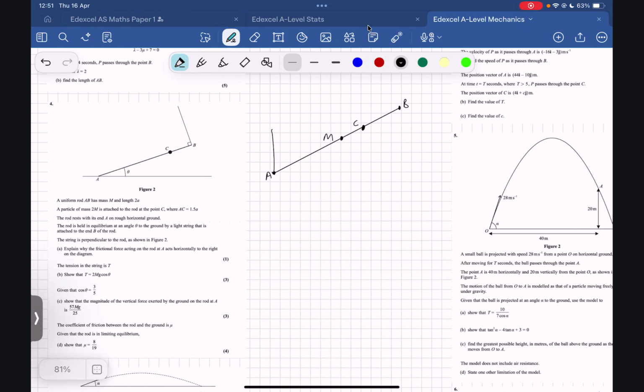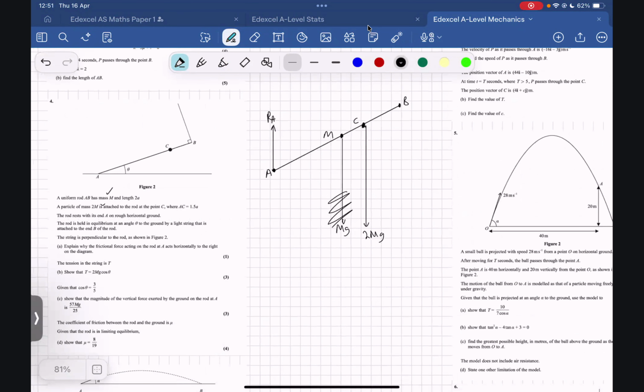I have my reaction at A. I have my weight down the middle, which is mg. And the rest of it, I would have to read the text and see what else there is. So I've included the mass. It says there's a particle of mass 2m, so I'm going to add 2mg. I'll make this one smaller.